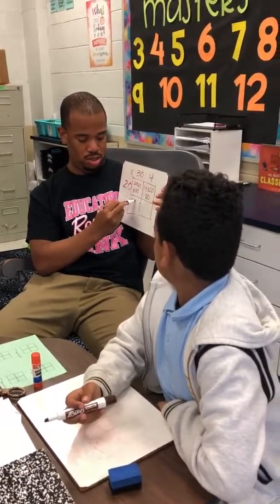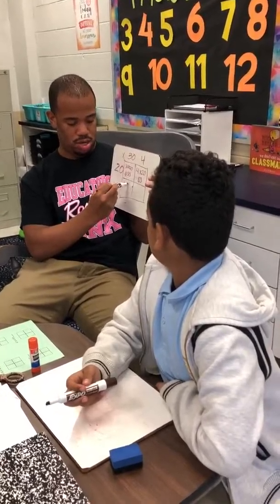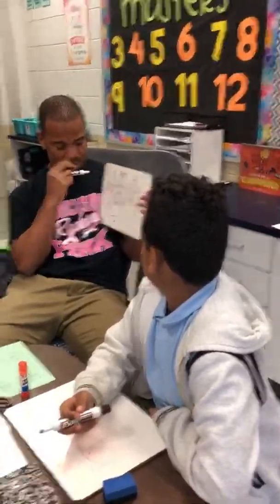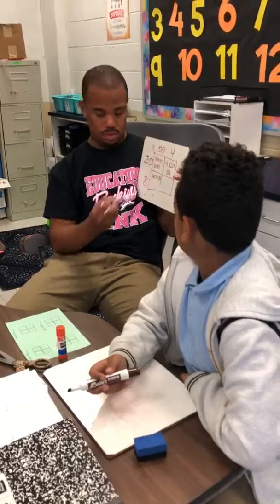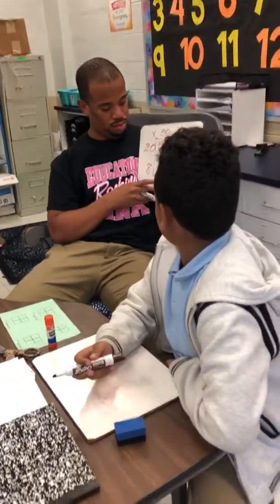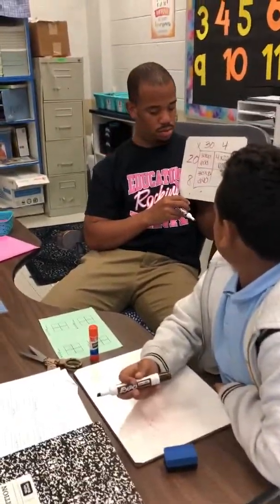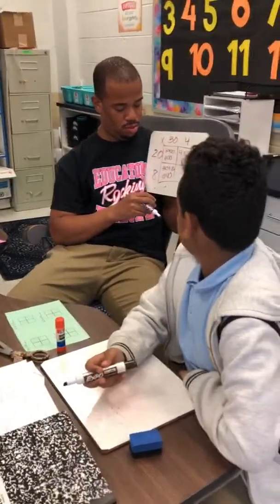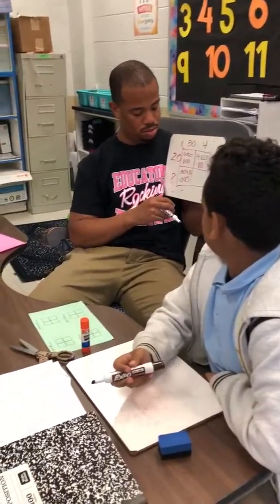For this box? 30. 8. 30 times 8, correct. 240? Yep, how'd you get 240? Because first since you said when we did 30 times 20, we did the basic facts, and that was 6. So I did 3 times 8.